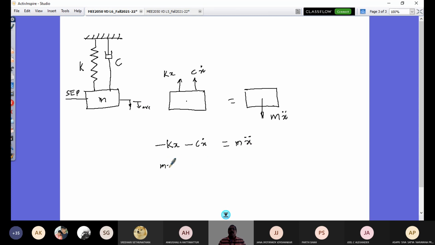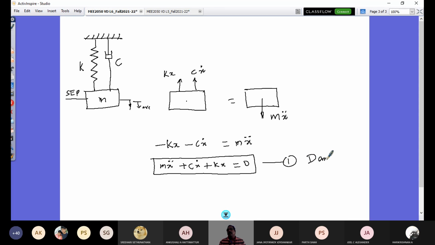So this is going to be m x double dot plus c x dot plus k x, that's going to be 0. This is the governing equation of damped free oscillation. So this is equation number 1 for damped free vibration. Now, how are we going to solve this?